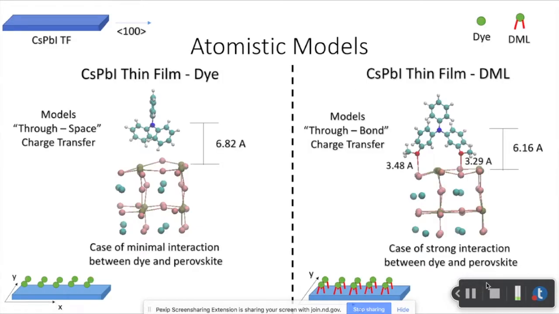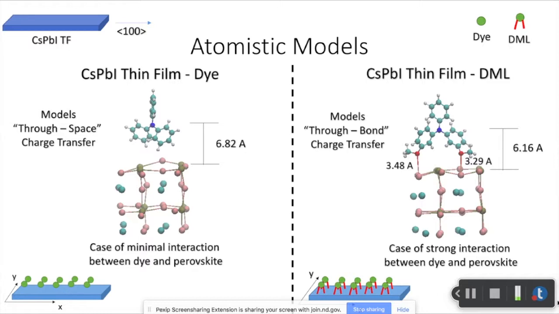And then here we show the smallest repeating unit of the cells of the models that we use, without periodic boundary conditions shown. On the left is a through space model of charge transfer, or hole transfer, where the dye molecule is arranged vertically, normal above the perovskite surface. And on the right is a through bond charge transfer model, where the methoxy linker groups are explicitly coordinated to the surface of the perovskite, to the iodines. The thing to note between these is that we can consider them, as in a physical experiment, as limiting cases between the two.